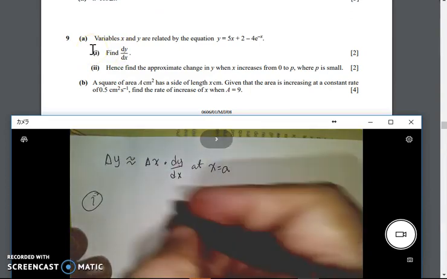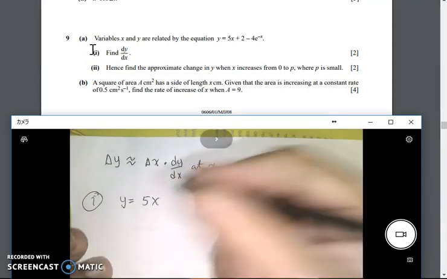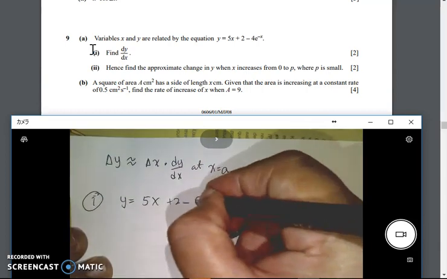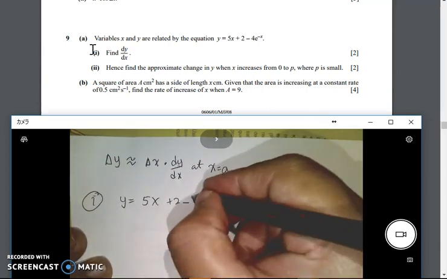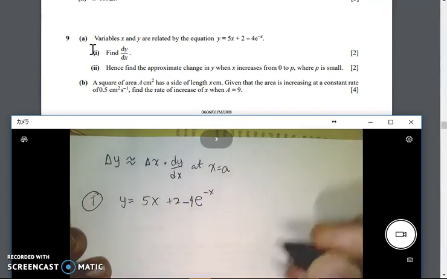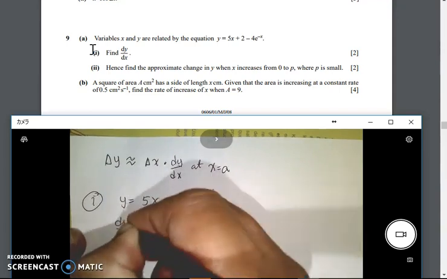So part 1 says y is equal to 5x plus 2 minus 4e to the negative x. So let's try to find our dy/dx.